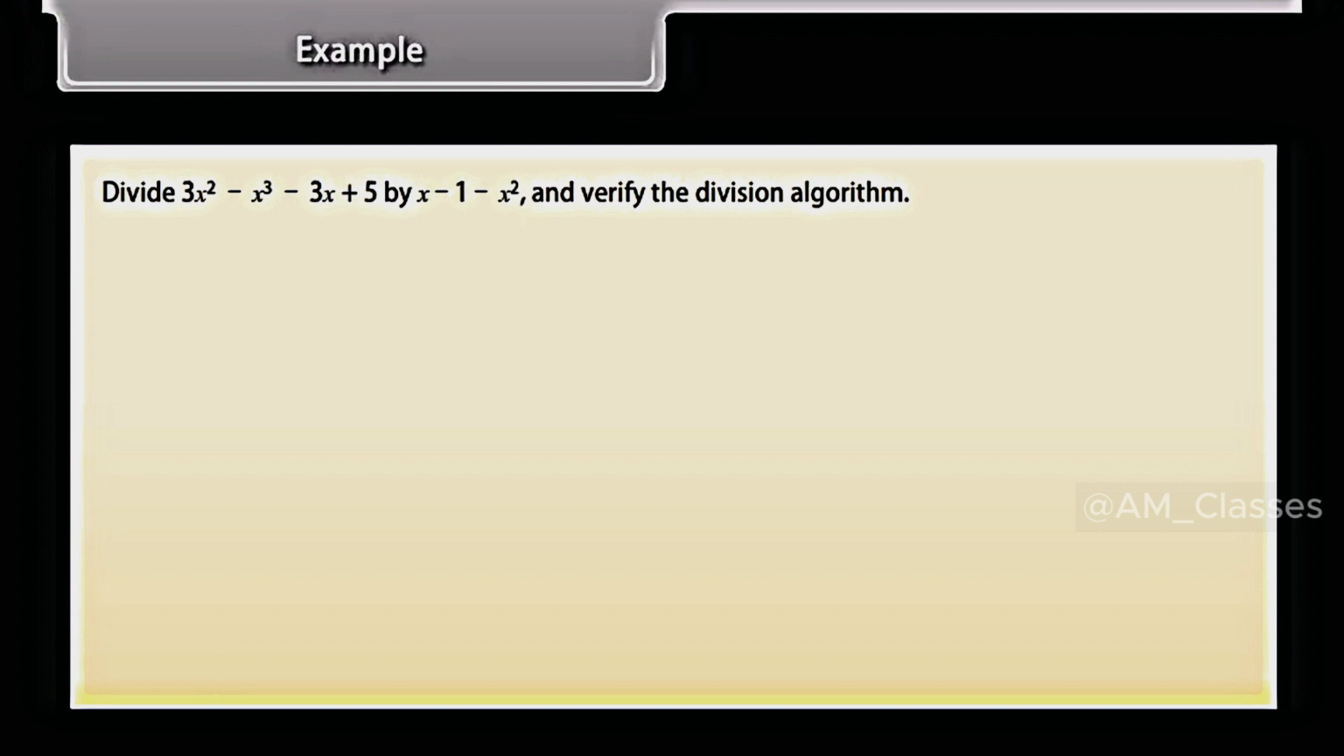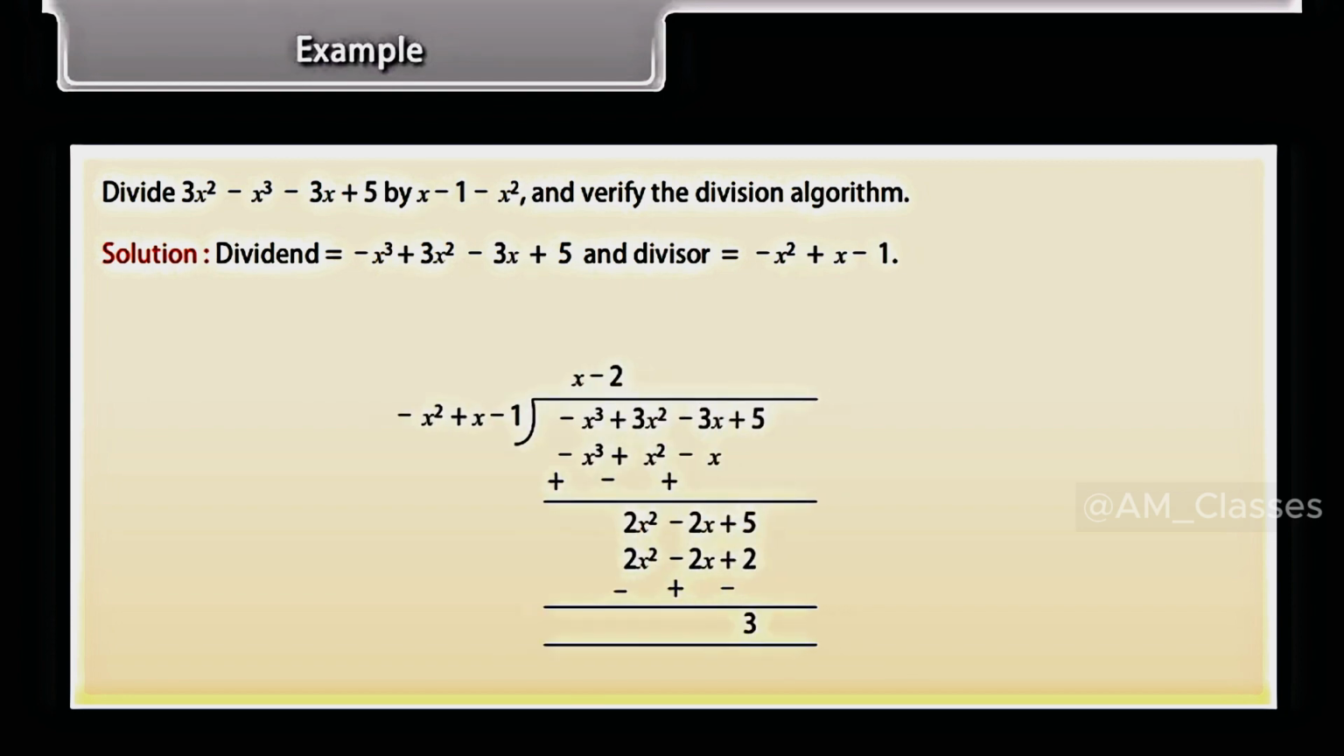Example. Divide 3x square minus x cube minus 3x plus 5 by x minus 1 minus x square, and verify the division algorithm. Solution. Firstly, we will write both the dividend and divisor in decreasing orders of their degrees. Dividend is minus x cube plus 3x square minus 3x plus 5 and divisor is equal to minus x square plus x minus 1. By dividing we get quotient is equal to x minus 2 and remainder is equal to 3.